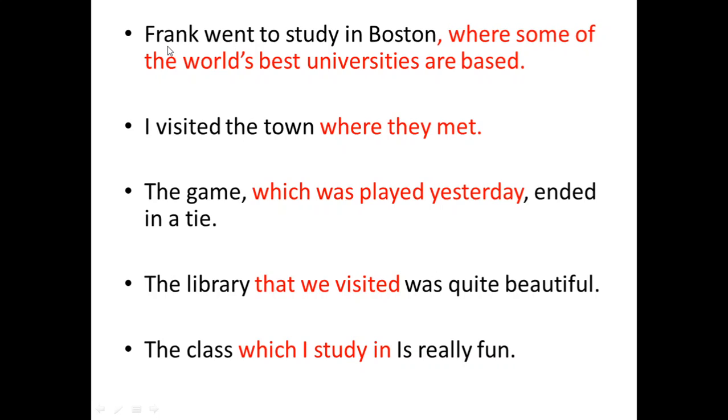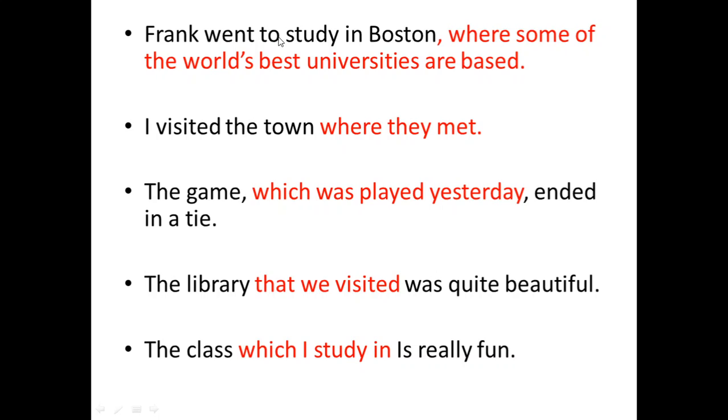So, look at this. Frank went to study in Boston. This is a complete sentence, right? So, where is the adjective clause? Here it begins: where some of the world's best universities are based, right? Here, notice that we have a comma, right? So that means the adjective clause is optional. We can remove it easily.